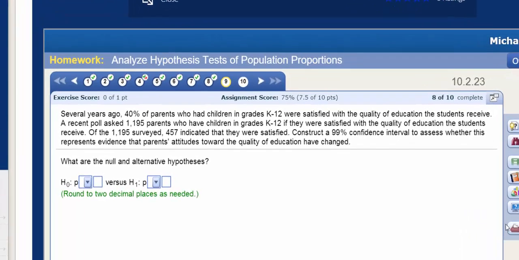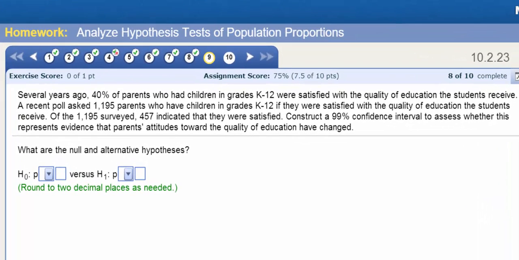In this video, we're going to test a hypothesis using a confidence interval. So it says a study was conducted where 40% of the parents felt that they were satisfied with the quality of their education. They do a poll, they sample 1,195 parents, and it looks like 457 said they were satisfied. So we have to construct a confidence interval to assess if this represents evidence that the parents' attitudes have changed.